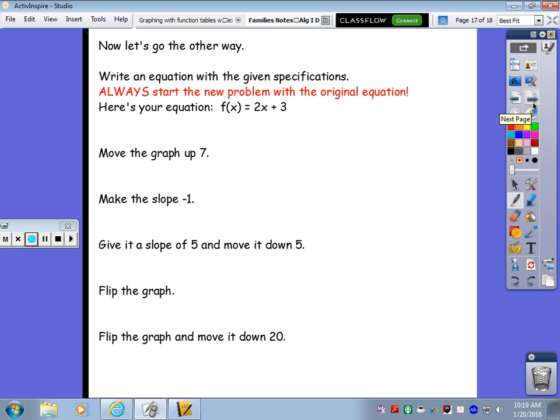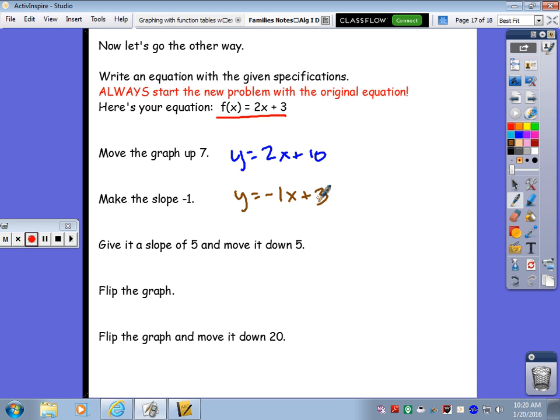All right, so now let's go the other way. My original parent graph here is y equals 2x plus 3. So if we want to move my graph up 7 units, slope stays the same. We just go 7 plus 3. So y is equal to 2x plus 10. Now, instead of a slope of 2, I want to make it a negative 1. Y is equal to negative 1x plus 3.